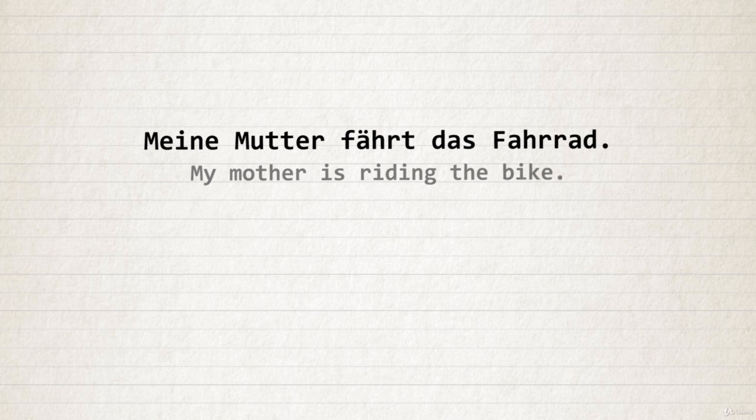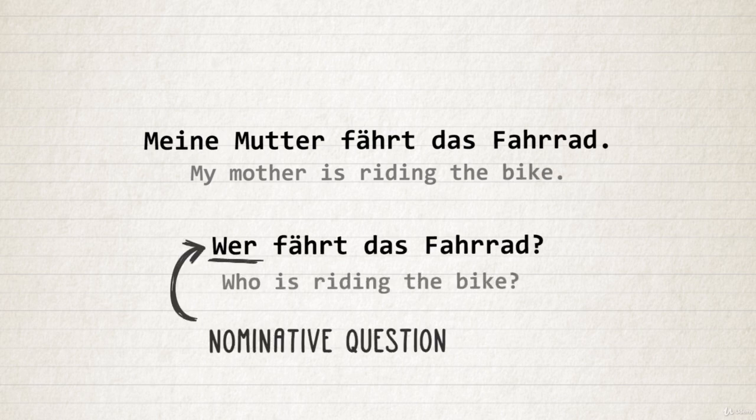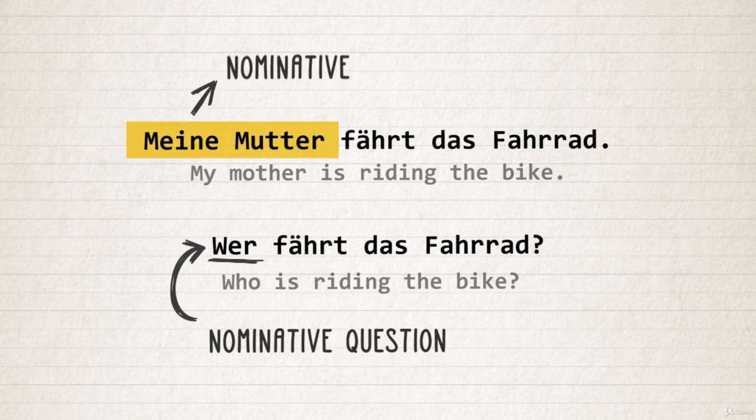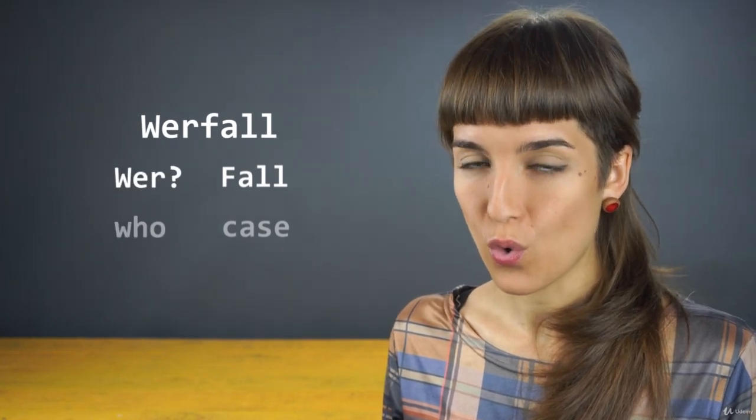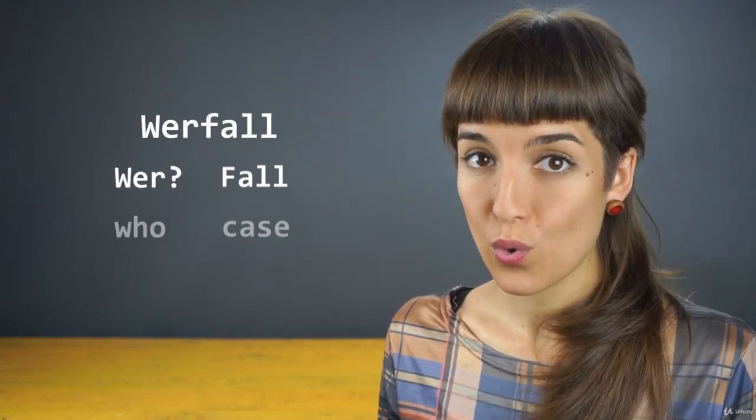Meine Mutter fährt das Fahrrad. Wer fährt das Fahrrad? Meine Mutter fährt das Fahrrad. My mother is doing the action here and can be the answer to the question wer, the nominative question. This is why the nominative is also called der Wer-Fall in German. Der Fall meaning case and wer, who, because it tells us who is doing something.